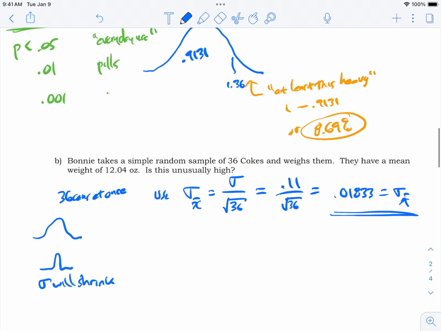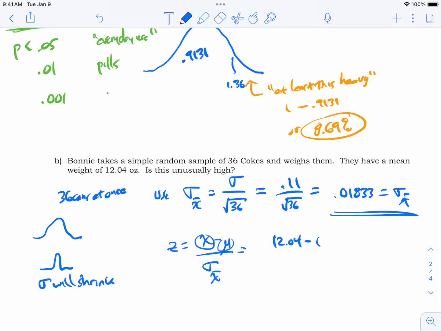So that's going to change our z quite a bit, isn't it? So z, you still do the old x minus mu, but now you're using the different sigma. The x is 12.04, that's the same. But the mean that you're using is actually the mean of the samples, but it's always the same as the mean of the individuals.